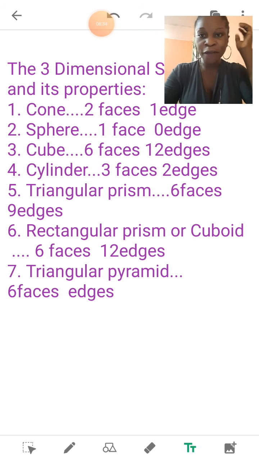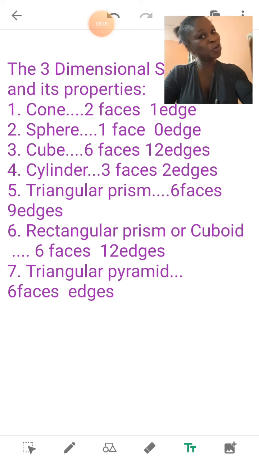Good. Now we have the cube. Your cube of sugar, of course. You have your cube. The cube has 6 faces. You can pick up your cube and look at the faces of the cube. It has 6 faces and 12 edges.